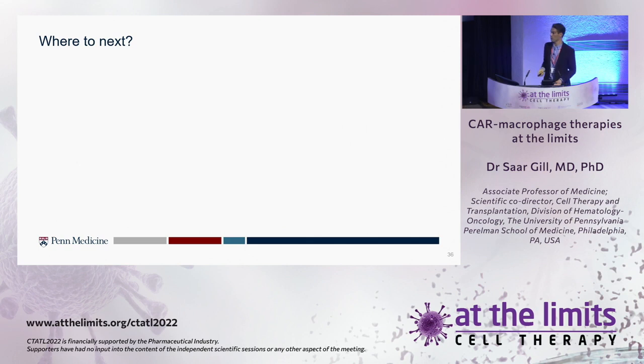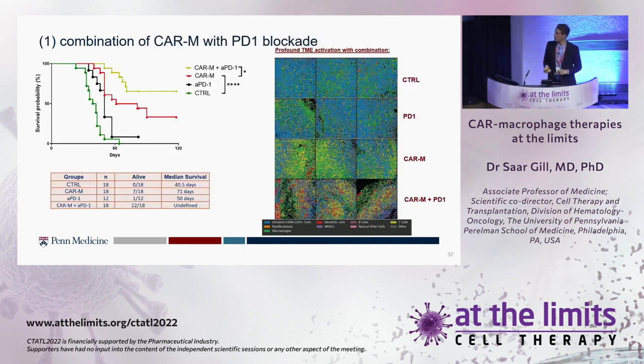The best responses were stable disease. So why, and where to next? The immunocompetent model allows us to start thinking about combination therapies, which I think is where we will have to go. This is a similar model to what I showed you before: immunocompetent mice with the HER2-expressing tumor getting the HER2-specific CARs, but also with or without the addition of an anti-PD-1 blocking antibody.